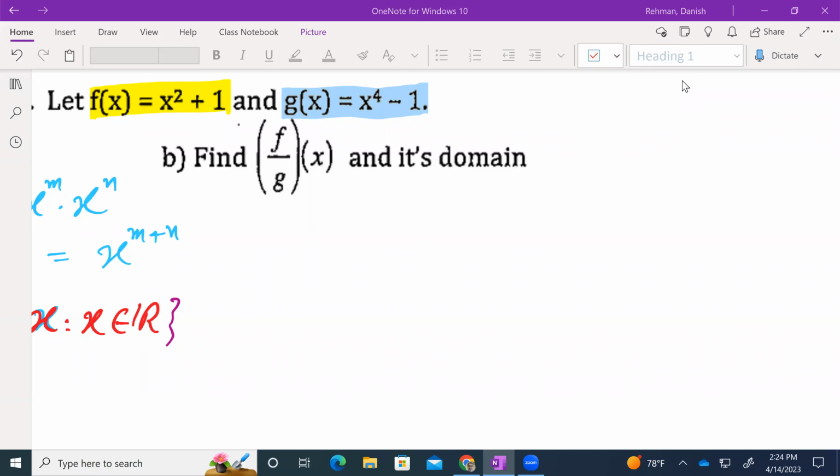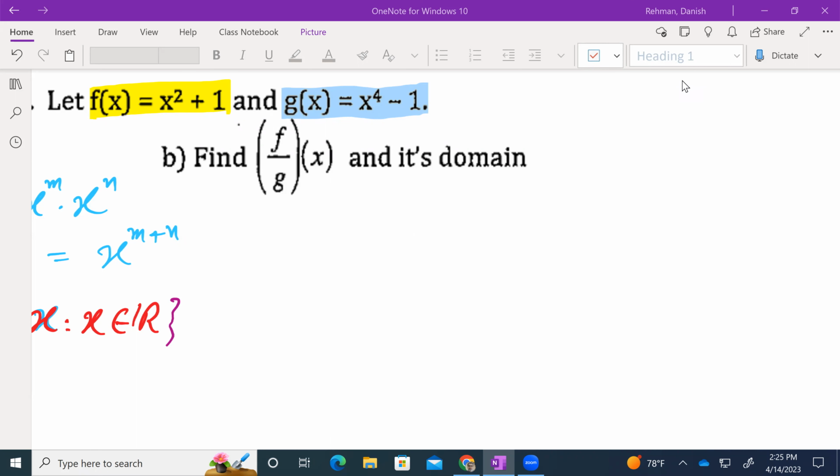So division: whenever you have f divided by g of x, what you're going to do is simply divide the functions. You have an f of x, you have a g of x, so I will be using this whole concept of division, f divided by g. What will I do for that? Let me write it over here.